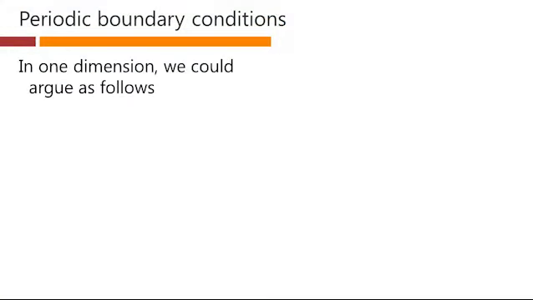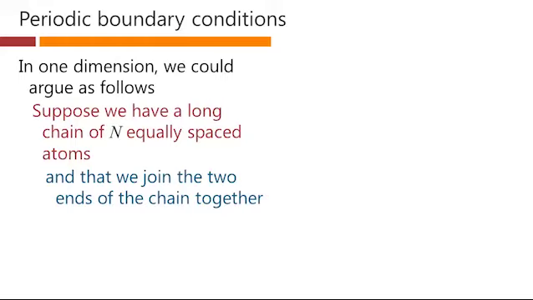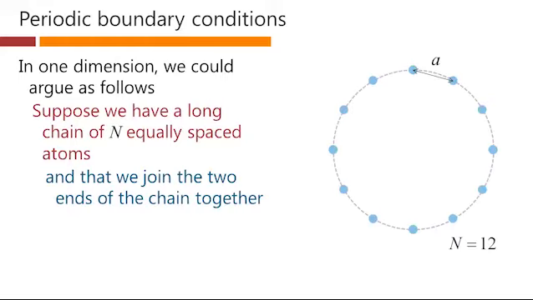So, in one dimension, we could argue as follows. We could suppose that we have a very long chain of N equally spaced atoms, and that we join the two ends of this chain together. So here's our chain, going all the way around in a circle here, and we've joined the two ends of the chain together to make this circle. And here we're taking the case where N, the number of atoms in the chain, is 12. And here's our repeat distance along this chain, a.